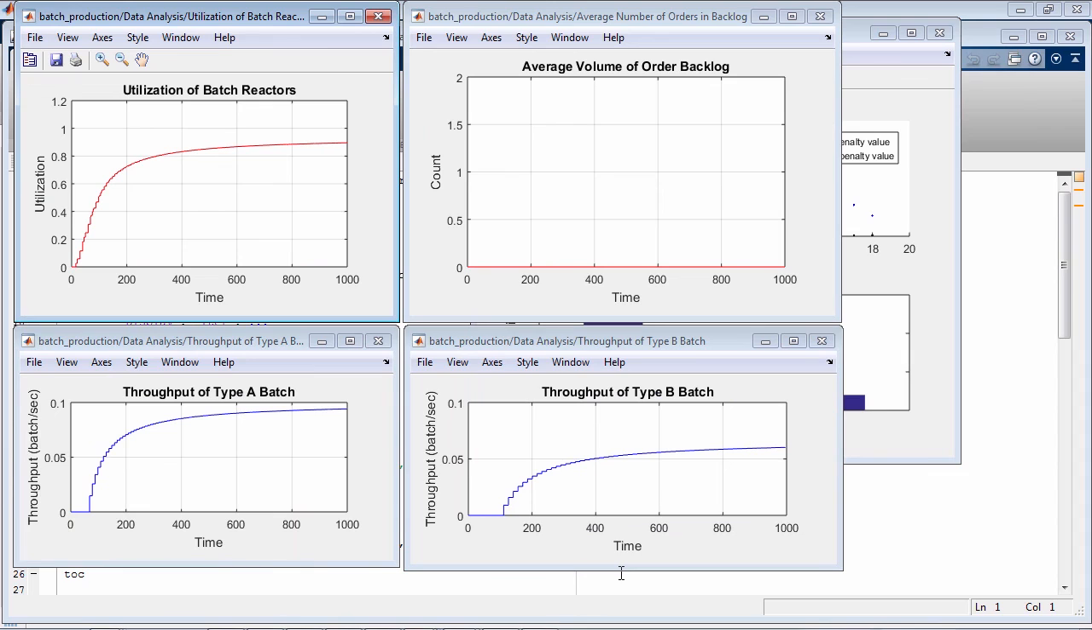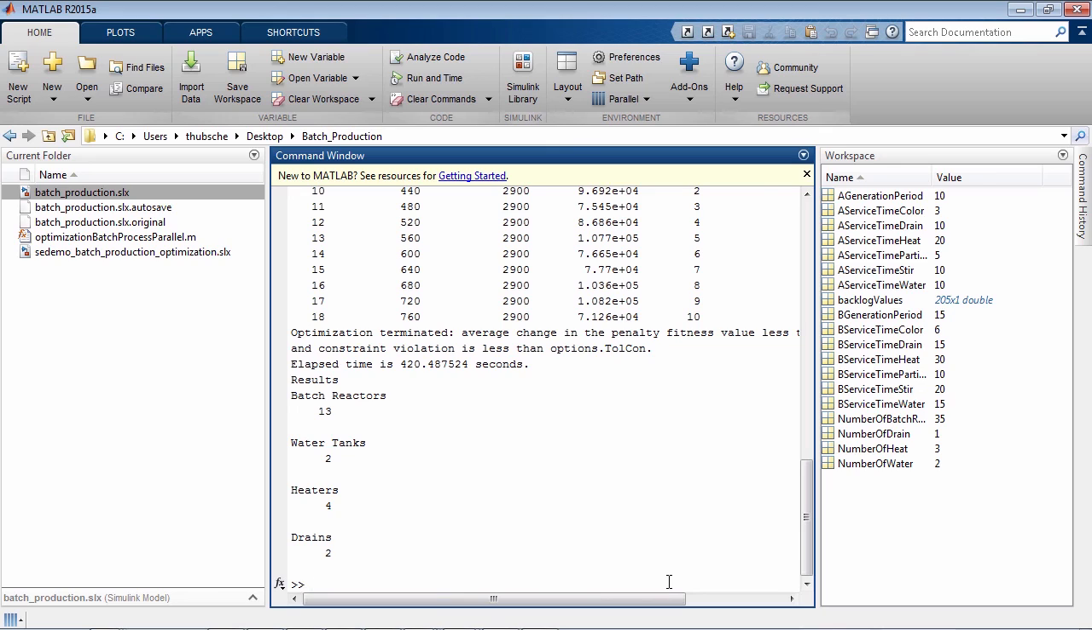Now we can see that the optimization script has stopped running. We will go back to MATLAB to find the optimal values for the resources needed. The optimization script has stopped running and shows us that the optimal values it has found are 13 batch reactors, 2 water tanks, 4 heaters, and 2 drains.